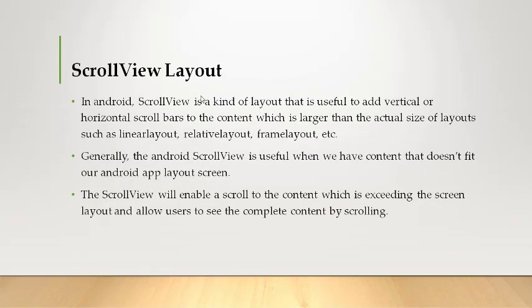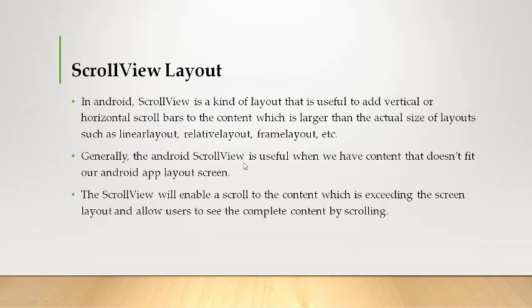Now scroll view. The next layout is your scroll view layout. In Android, scroll view is a kind of layout that is used to add a vertical or horizontal scroll bar to the content which is larger than the actual size of the layout. Suppose we have content that is not able to fit on the screen, there is some scrolling functionality required on that screen. That scrolling functionality is achieved by using a scroll view layout. This is used to add horizontal and vertical scroll bars on the screen.